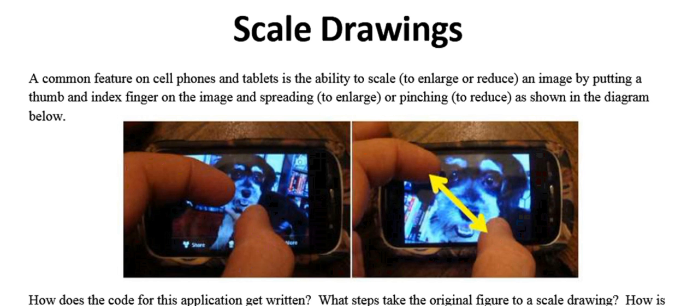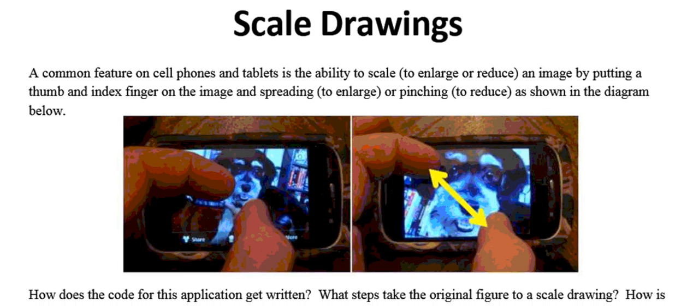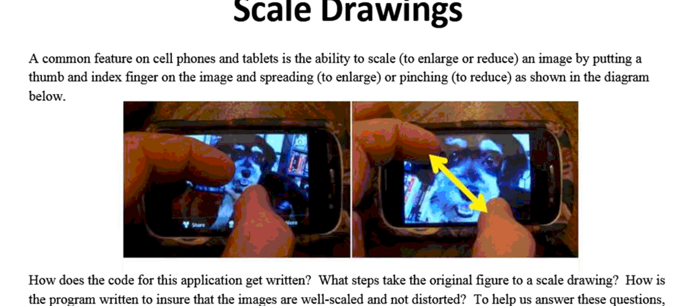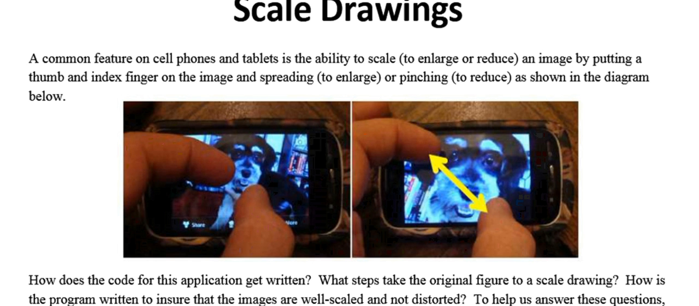Welcome to the lesson on scale drawings, the first lesson in the new unit on similarity. We're going to start out with something that should, I hope, be very familiar to you, and that is the feature on cell phones and tablets that gives us the ability to scale, meaning reduce or enlarge, a picture. And of course, you've all seen where you can put your fingers on the picture and either spread them apart in order to enlarge the picture or pinch them together in order to make the picture smaller.